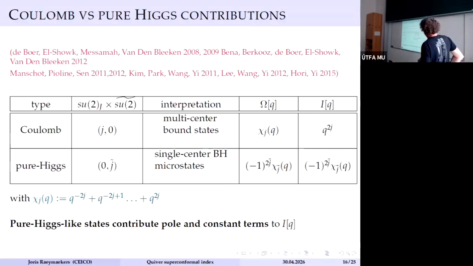Now that I told you about quantum numbers, etc., I can tell you a bit more about these pure Higgs states. They also have special R charges.